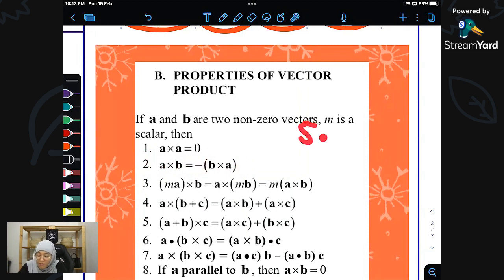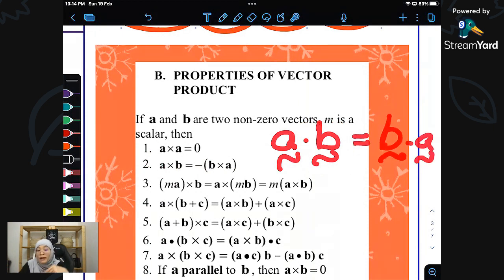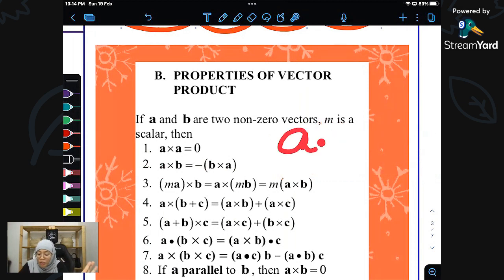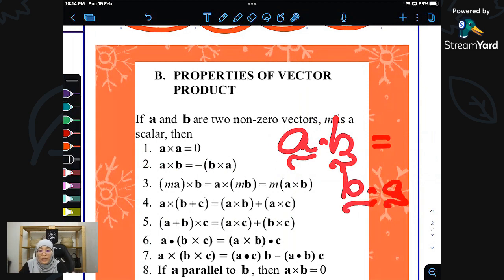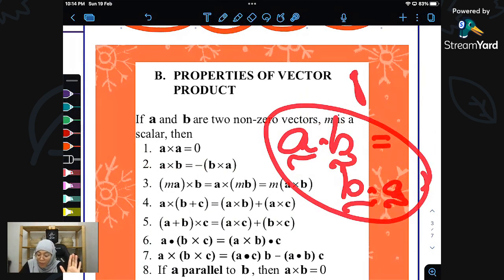But if we recall the 5.2 scalar product properties, if you come across A dot B, the answer is B dot A, isn't it? If you recall what you learned last week, A dot B is equal to B dot A, and they don't have the negative sign in front. They are literally the same thing when this is a dot product. This only works for the dot product.